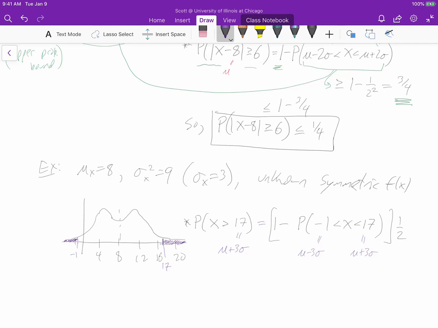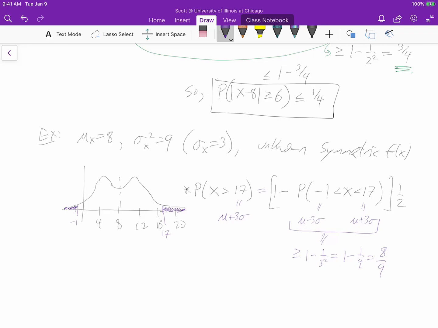Okay, so let's see. This is now going to be an upper bound. We're going to have this same inequality here. This bit in the center, I will just again take this. This is now lower bounded by 1 minus 1 over 3 squared, or 1 minus 1/9, so that means it's 8/9. And because it's 1 minus a lower bound, it becomes an upper bound. So the ending answer is that the probability that x is bigger than 17 is now going to be less than or equal to 1 minus 8/9 and only half of it. So that is 1/9 times 1/2, which equals 1/18.